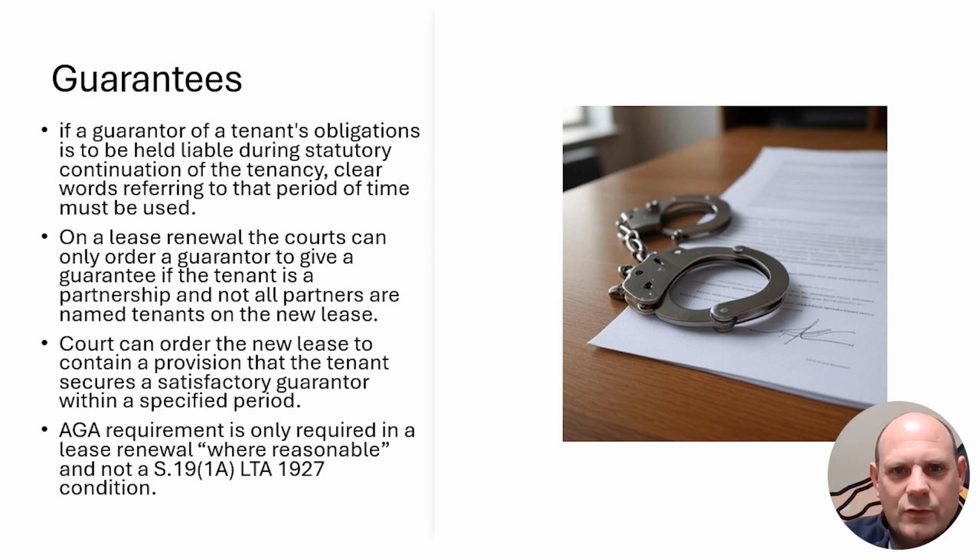However, the court can order the new lease to contain a provision that the tenant secures a satisfactory guarantor to join the lease within a specific period, and a failure to do so will give rise to a breach of the lease and entitle the landlord to serve a notice under section 146 of the Law of Property Act 1925 before moving to forfeit the lease if the breach is not remedied.